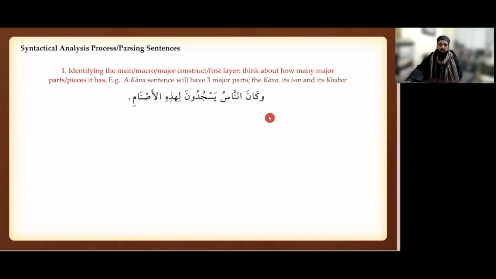So for example here, وَكَانَ النَّاسُ, ignore the wa, كَانَ النَّاسُ يَسْجُدُونَ لِلْأَصْلِ هَذِهِ الْأَصْنَامِ, right? So I know off the bat that by the time I finish with this, there's essentially three parts that need to be clearly identified. There's the kana part, which is a modifier, then there's the ism of kana, and then there's the khabar of kana, right? And how do you figure out the ism of kana and the khabar of kana?